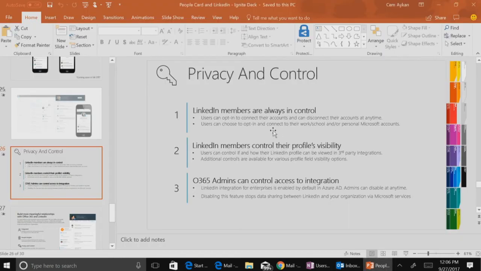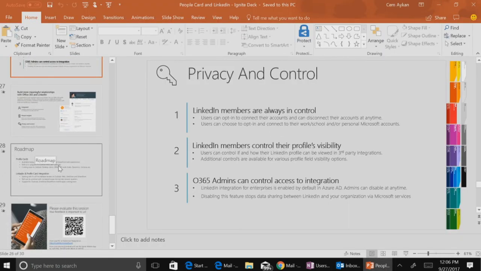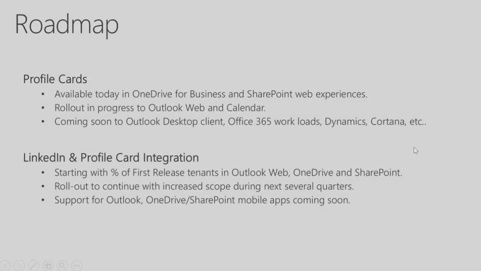All right, so we talked a lot about how this rolls out. Doug, why don't we talk a little bit about our roadmap as well? Yeah, let's start with the profile cards. So the version that I just demoed that you saw is fully available today in OneDrive for Business and in the SharePoint web experiences. So you can go there and click around and see exactly what I demoed. We're currently rolling out to Outlook Web and Calendar, as well as mobile. You can expect to see the cards pop up there with more and more functionality over the next months. And then we're hard at work with the rest of the Office clients and the other Office 365 workloads.